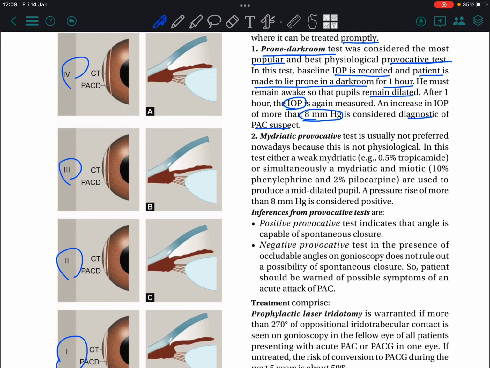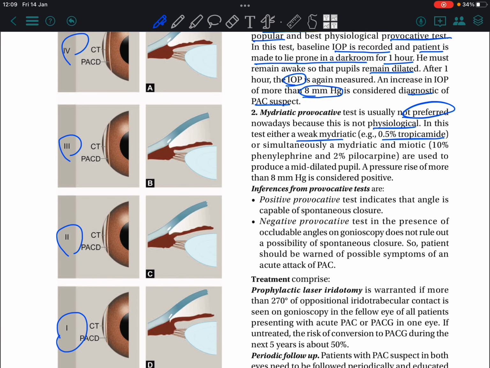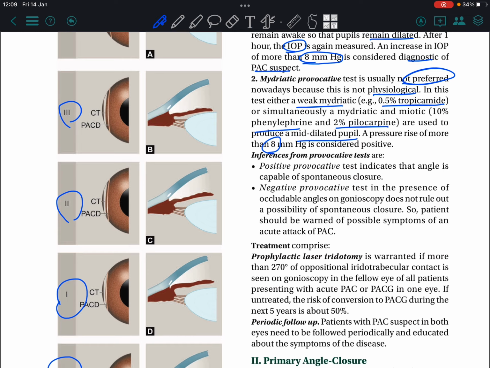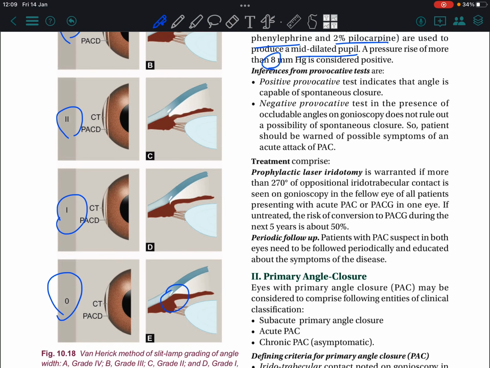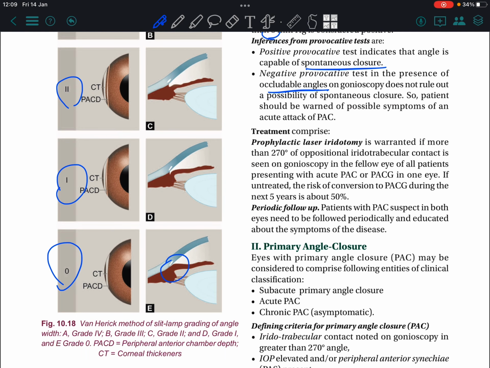Mydriatic provocative test. It is usually not preferred nowadays because this is not physiological. In this test, either a weak mydriatic like tropicamide, or simultaneously a mydriatic and a miotic, are used to produce a mid-dilated pupil. A pressure rise of more than 8 mm Hg is considered positive. Inference from provocative test: a positive provocative test indicates the angle is capable of spontaneous closure. Negative provocative test: presence of occludable angles on gonioscopy does not rule out possibility of spontaneous closure.